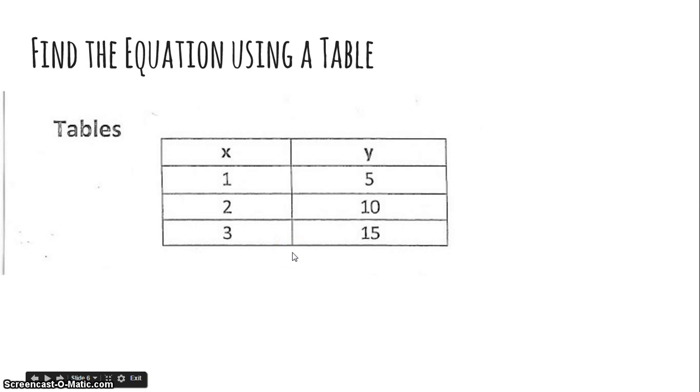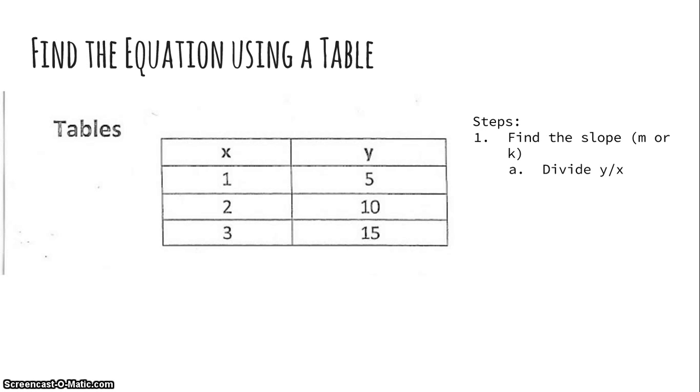Next up, we're going to find the equation using the table. Again, dealing with y equals kx, the only thing we really need to figure out is the slope. When we're talking about our steps, step 1 is to just find the slope, m or k, whatever we're calling it at this point. Because we're dealing with proportionality and proportional relationships, we have a new way to find the slope. If you look at the top of your notes, remember how we talked about how the slope was going to be y over x?